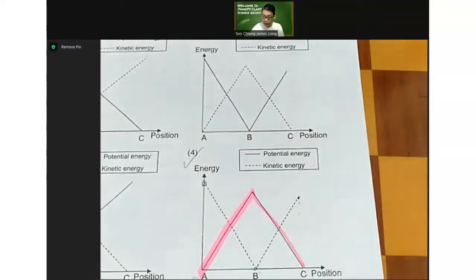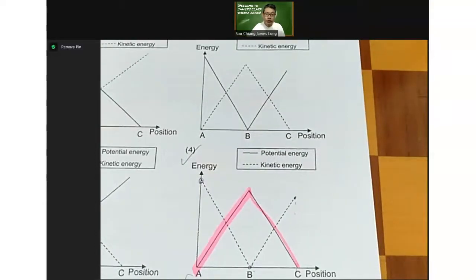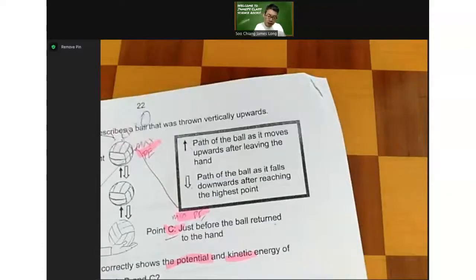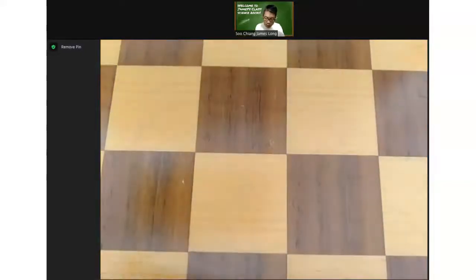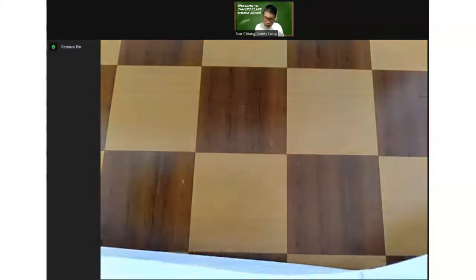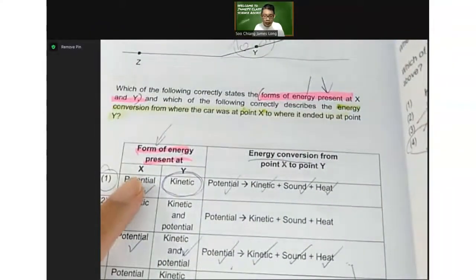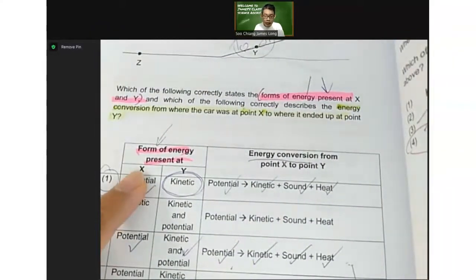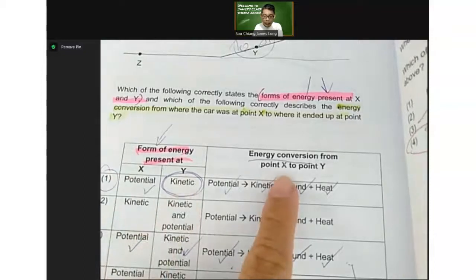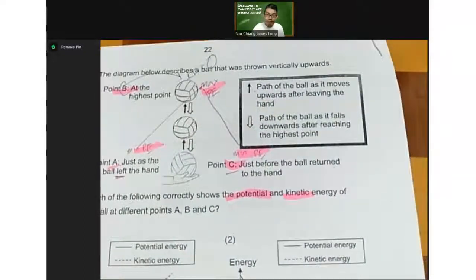Okay, that's the revision for energy. We talk about life sciences like photosynthesis. We talk about physical sciences like energy conversion and forms of energy, mainly these two. And of course, the main idea about the difference between forms of energy and energy conversion.